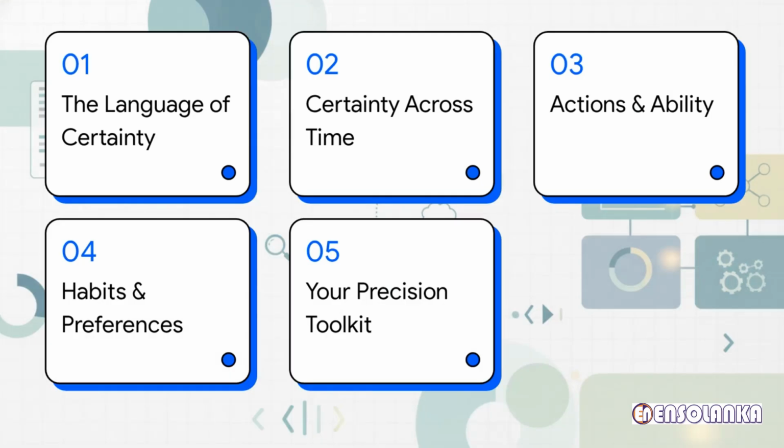So here's our game plan. We'll kick things off by really sharpening our language of certainty. Then we'll see how that same language works across time, past, present, and future. After that, we'll get into describing actions and abilities. And finally, we'll look at some really advanced tools for habits and preferences. By the end of this, you're going to have a full toolkit for way clearer communication.